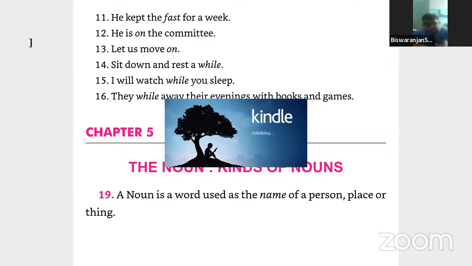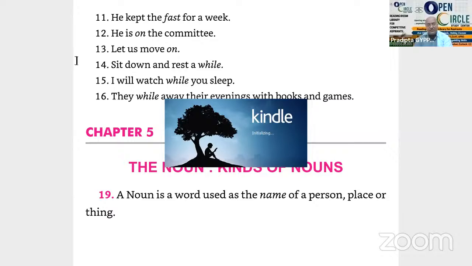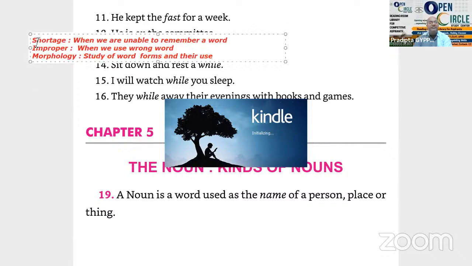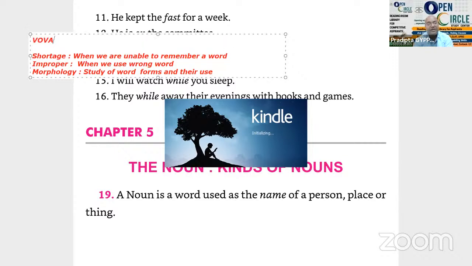Okay. So this much I had discussed with you. I told you what are the problems that people may come across when it comes to vocabulary issues, word power issues. The first problem could be connected with shortage of words. The second problem that you may have is improper words. Third is morphological problems. This is the study of word forms and their use.